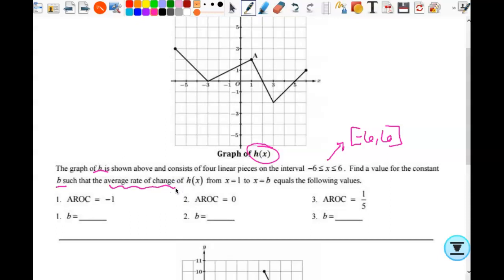Okay? We want to find the value for a constant b such that the average rate of change, what does average rate of change mean? Slope, from x equals 1 to x equals b, b is what we're looking for, is equal to the following values. So when x equals 1, y equals 2. So this is the point where we're starting. So I need the other point on the graph that would make the average rate of change from A to that point, or that x value, be -1.